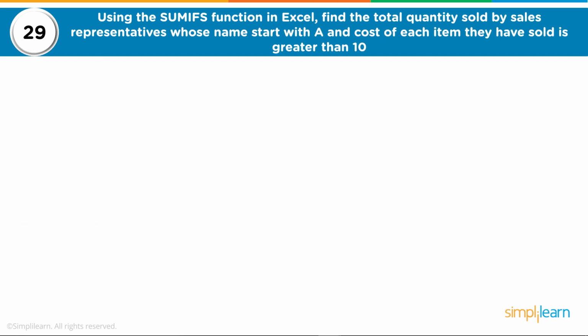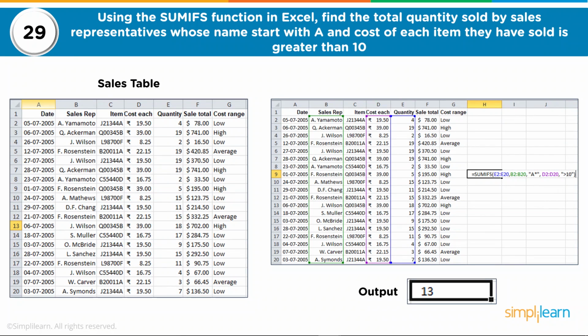Using the SUMIFS function in Excel, find the total quantity sold by sales representatives whose names start with A and the cost of each item they have sold is greater than 10. You can see here on the left we have our actual table, and then we want to go ahead and use SUMIFS. So we want E2 through E20, B2 through B20, greater than 10. This is basically saying we're going to take everything in the E column and sum it up, but only those rows where the D column is greater than 10. That's what that means there.